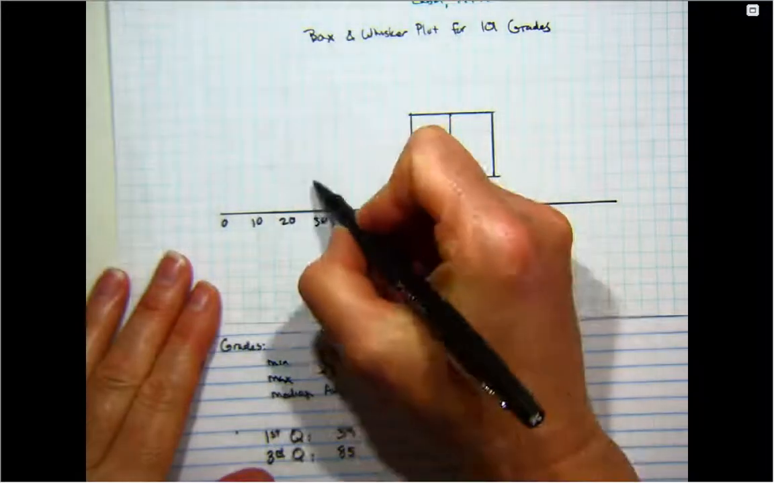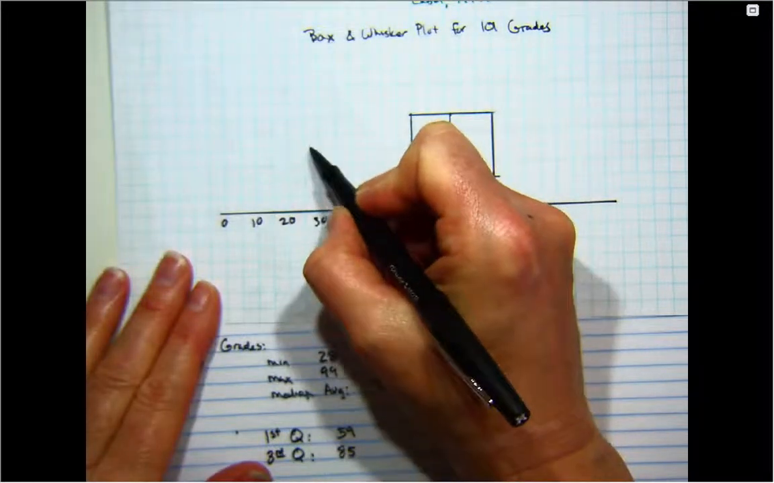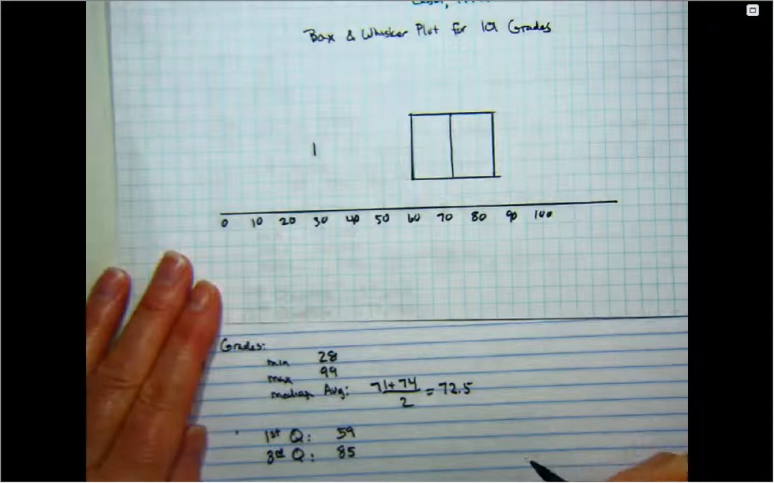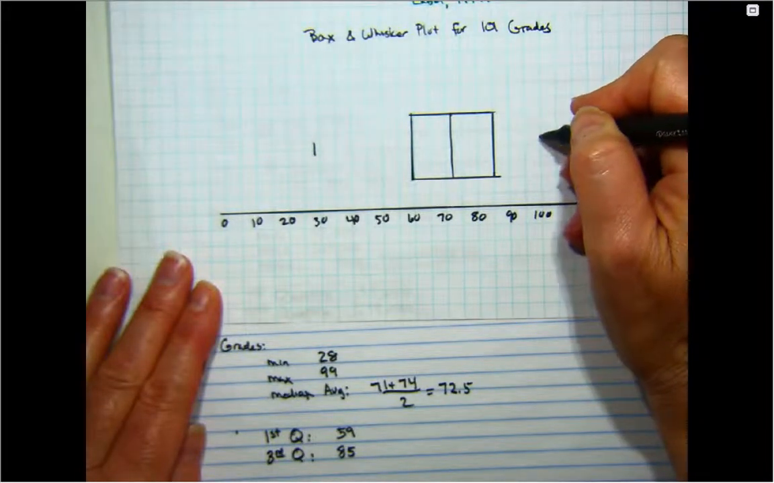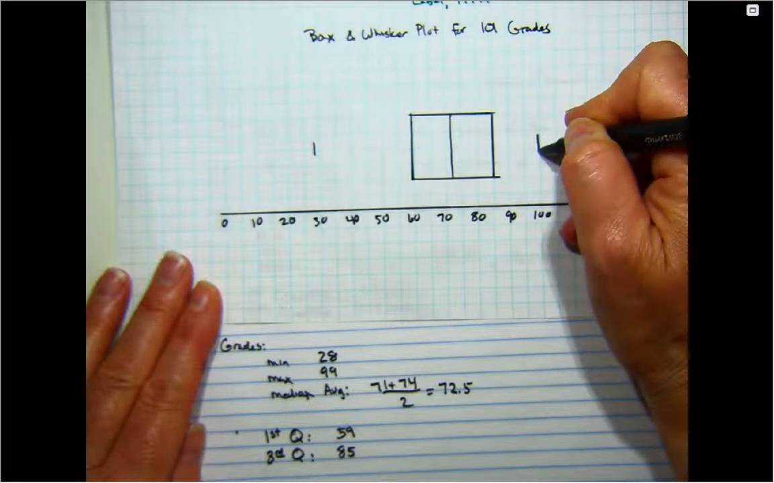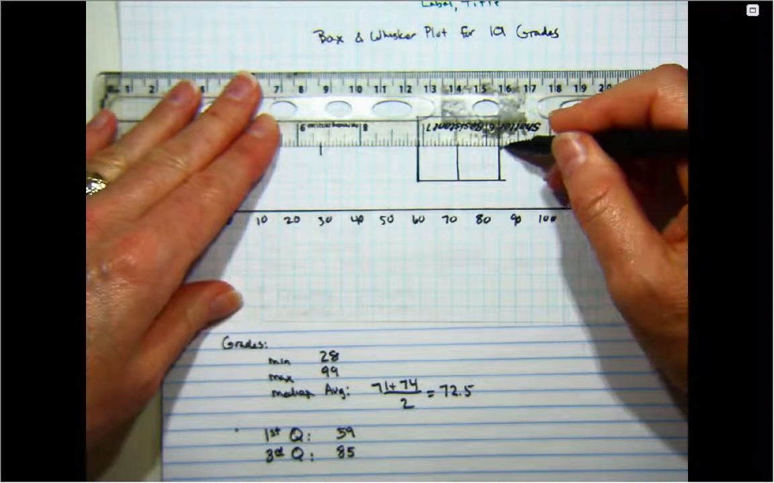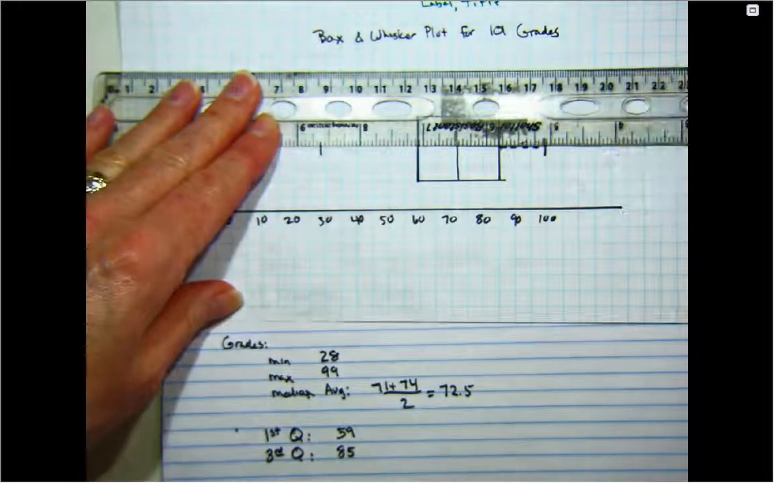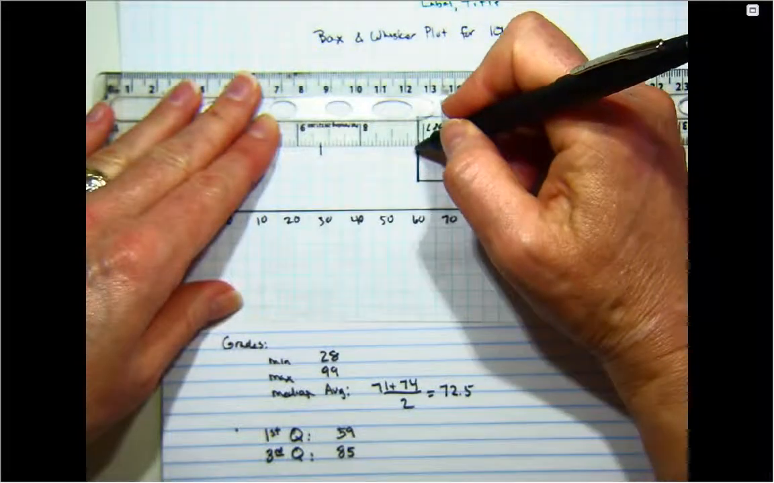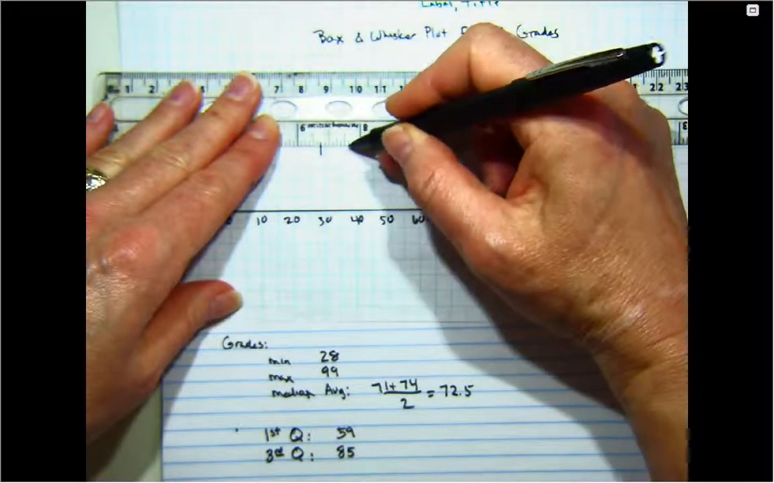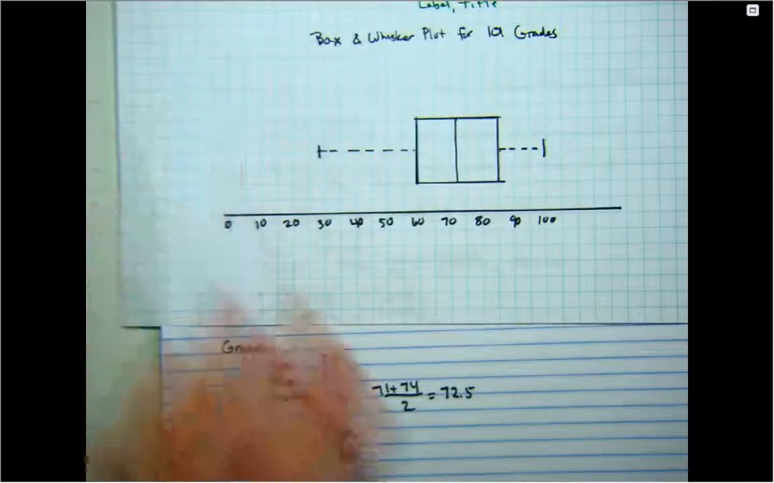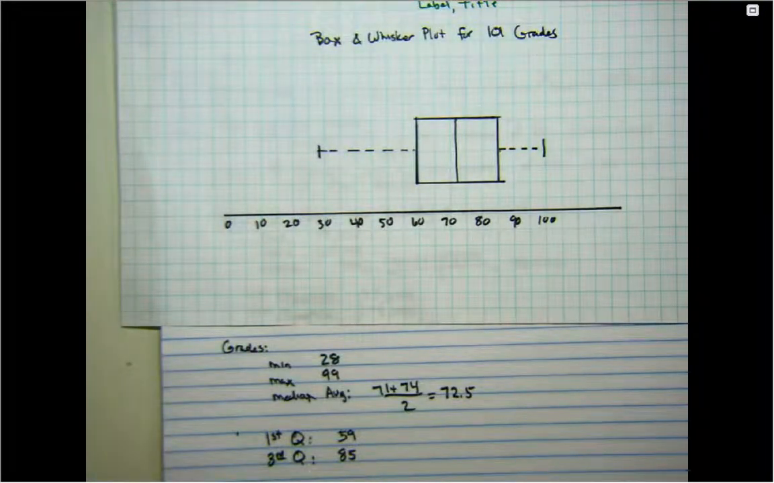Minimum at 28. And maximum at 99. So again, this short whisker on the right means that the top 25% was clustered up to the right, whereas the long whisker on the left means that the data over here was spread out more extensively. So quick ways to view data: box and whisker graph or histograms.